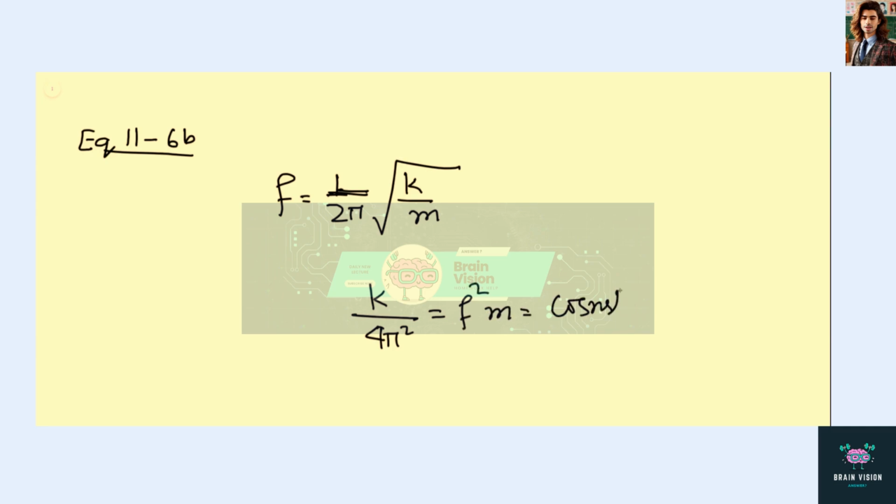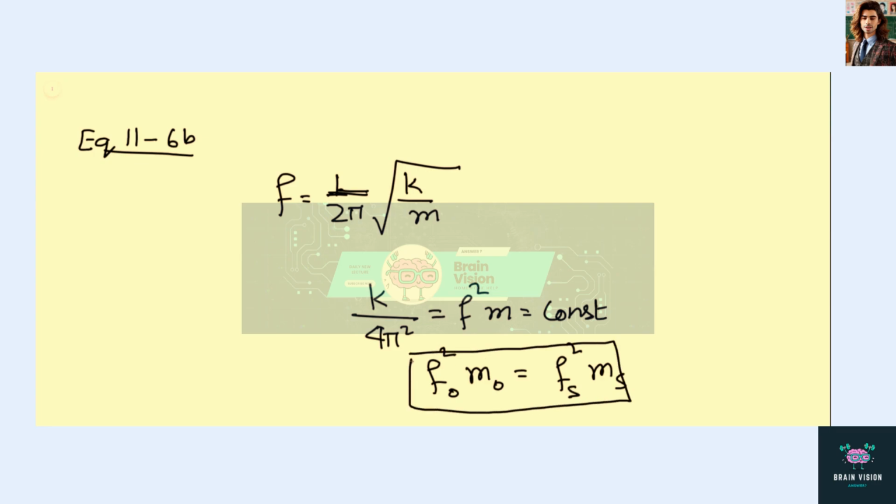because k is a constant term and 4 pi is just a number. So from there we can write f squared, or the frequency for oxygen squared times mass of oxygen, is equal to frequency of sulfur squared times mass of sulfur.